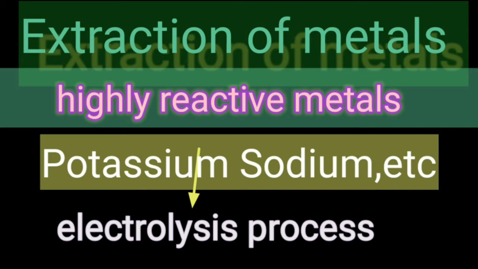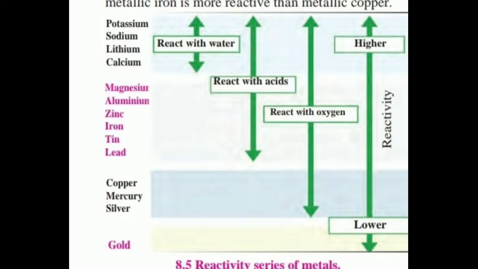On page number 97 of our textbook, you can see the reactivity series. The highly reactive metals catch fire with oxygen easily. The best way to extract the highly reactive metal from its ore is by the electrolysis process.